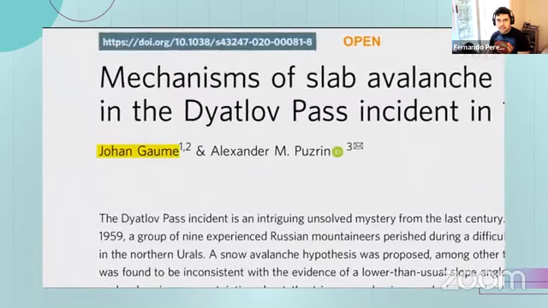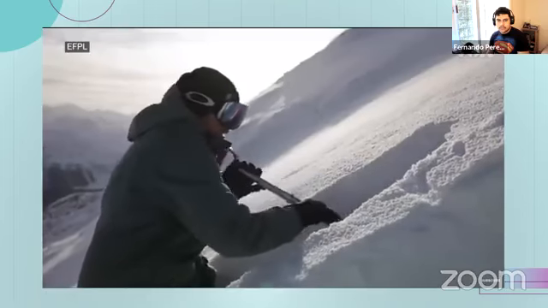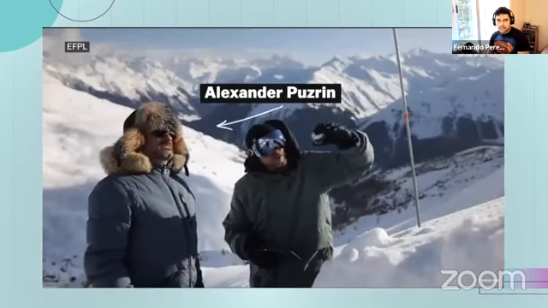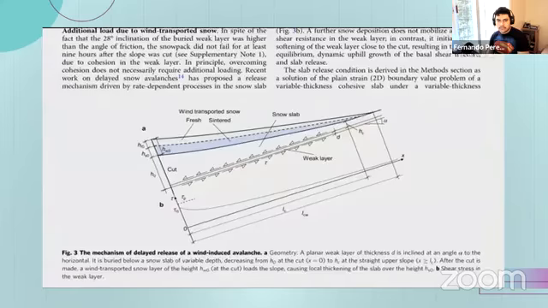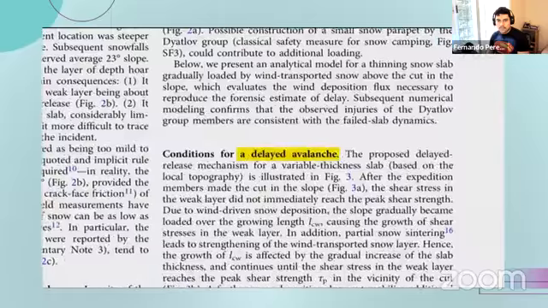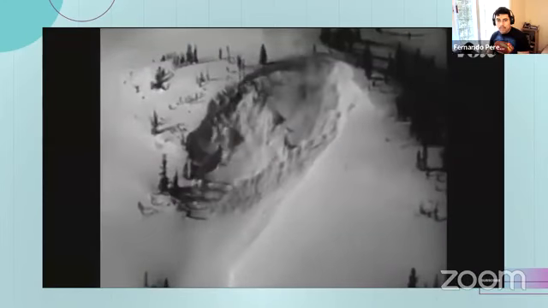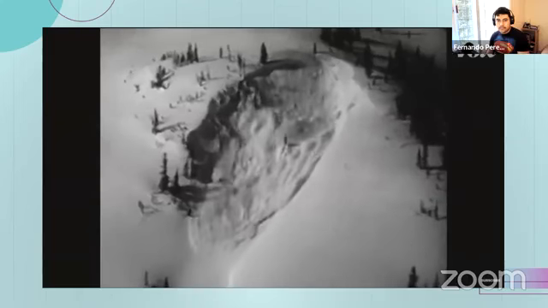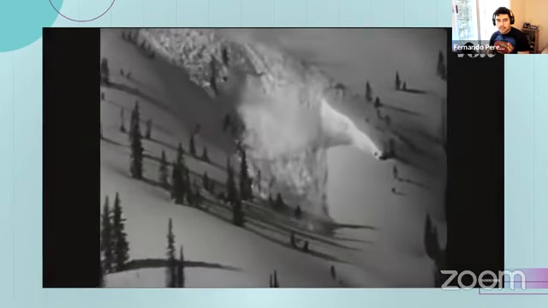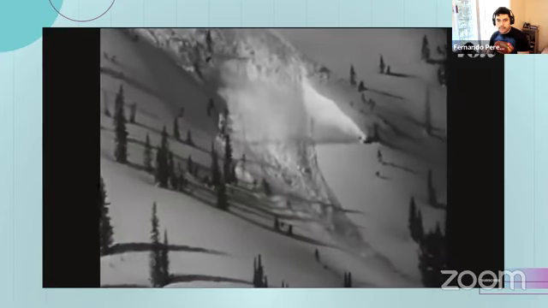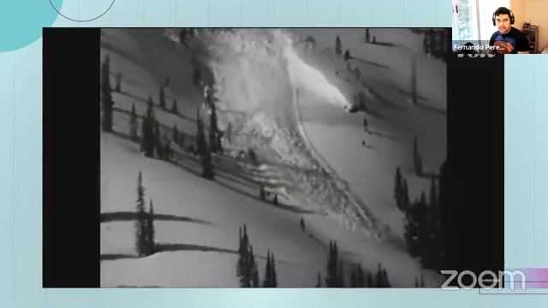study snow avalanches. Joan Gaume and his colleague, geotechnical engineer Alexander Puzrin, developed a model that simulates a rare type of avalanche that could have impacted the tent: a delayed slab avalanche. The entire slab moves almost instantaneously. As it races down the slope, it breaks into large blocks. At its actual speed, it becomes evident why the wind slab is called the Big Killer.